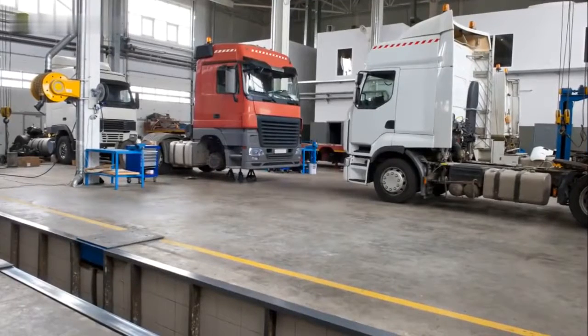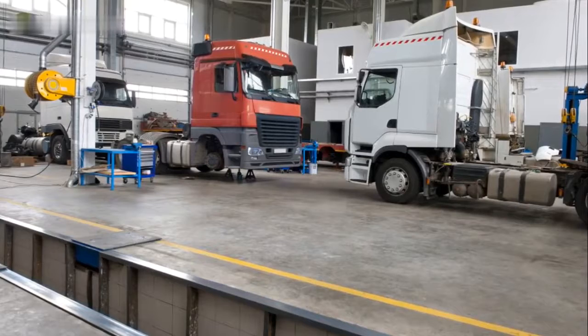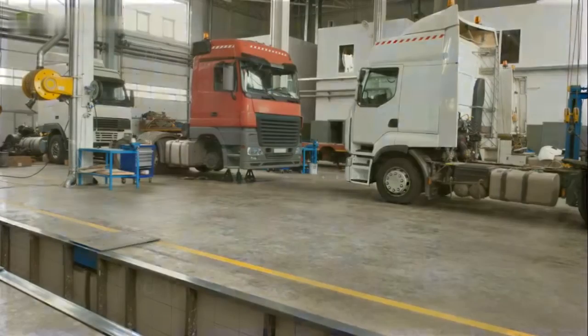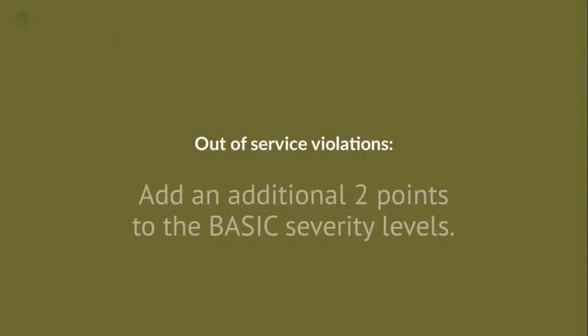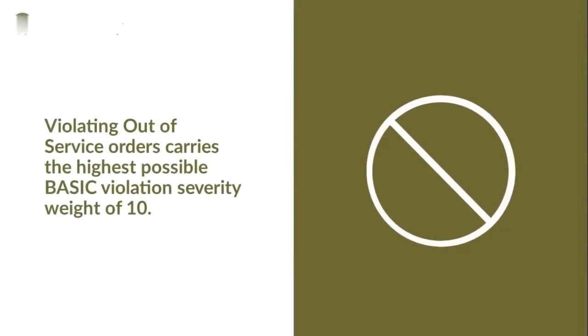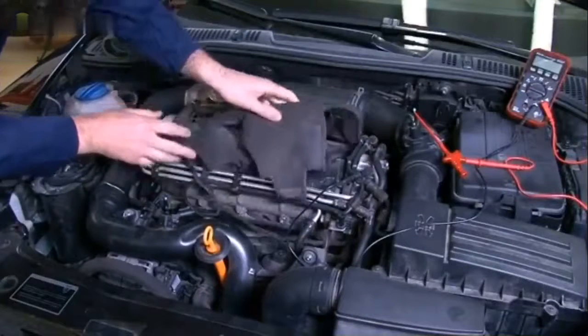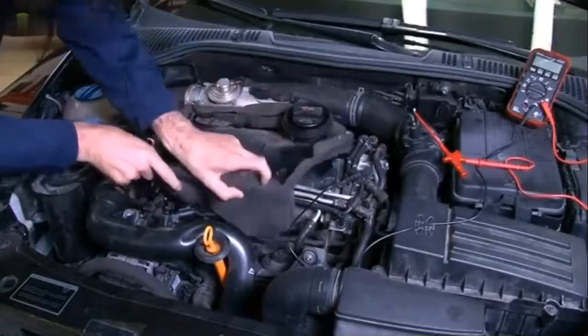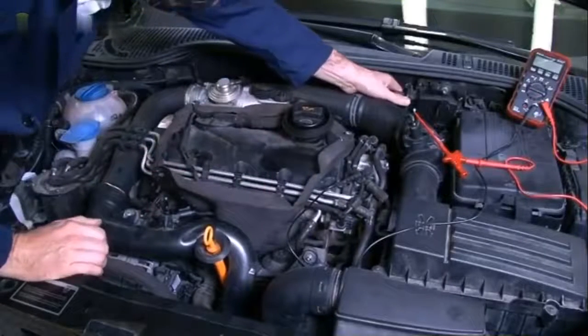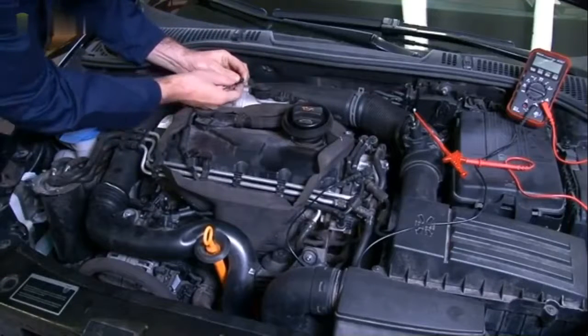Failure to detect critical vehicle defects is a symptom of inadequate maintenance management controls and can result in a vehicle being placed out of service. Out-of-service violations add an additional 2 points to the CSA basic severity levels. Violating out-of-service orders carries the highest possible CSA basic violation severity weight of 10. Collisions caused by mechanical failure are preventable if the defect was known or should have been known had the driver or technician followed standard vehicle inspection procedures.